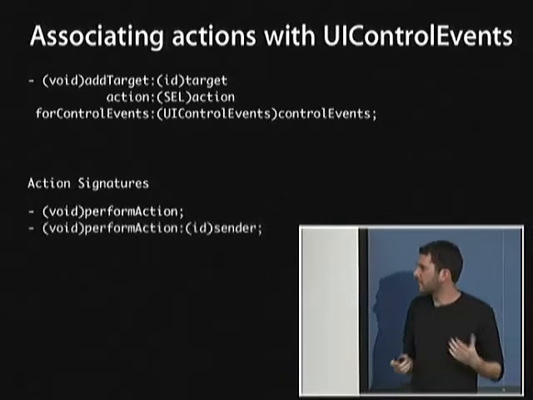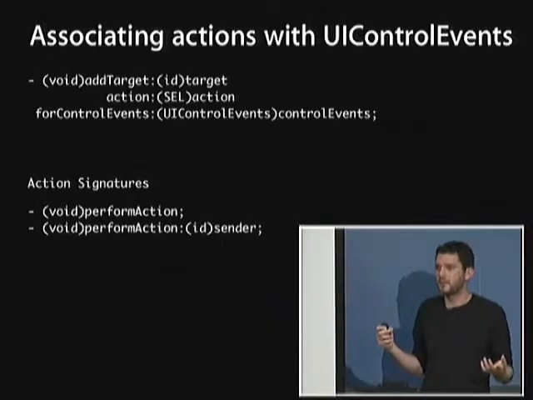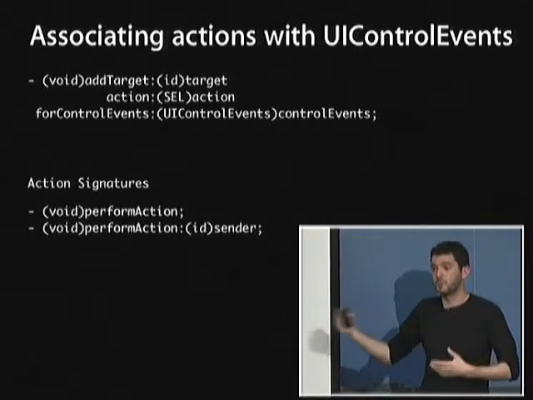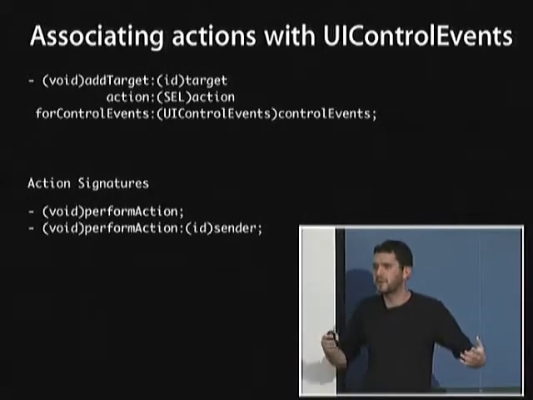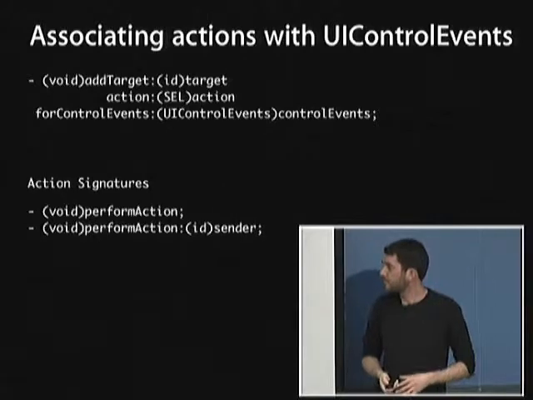If you want a little more information, you can get one parameter, which would be the sender. That'll let you find out, for instance, you could register one action on multiple controls and then find out which control actually fired it by checking the sender. That'll be the UI control object itself.